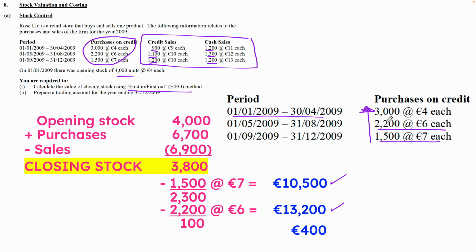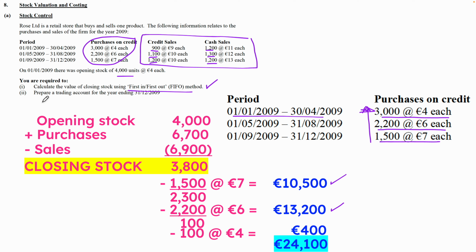And then we have 100 units left, which will be some of the ones that were bought for €4, and that is equal to €400. When we add all of those up together, we get that the closing stock is therefore €24,100. So that is the value of the closing stock using the first in, first out method. So €24,100. So that is part 1.